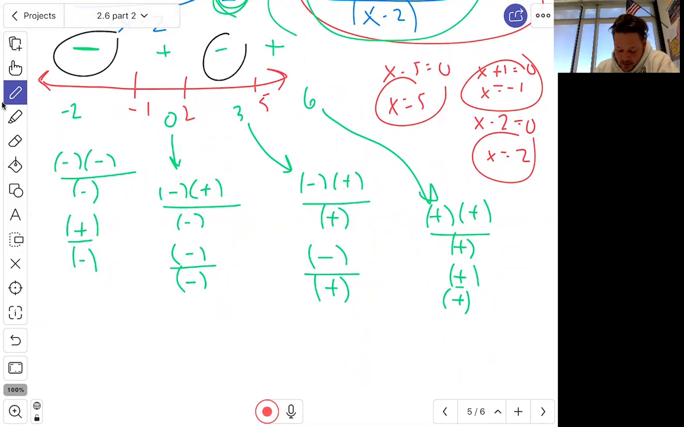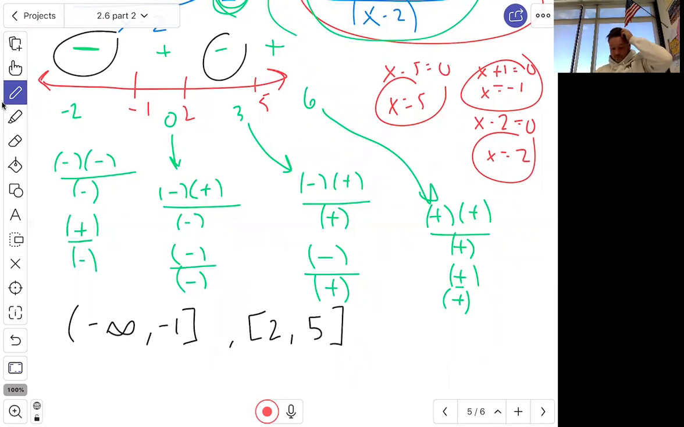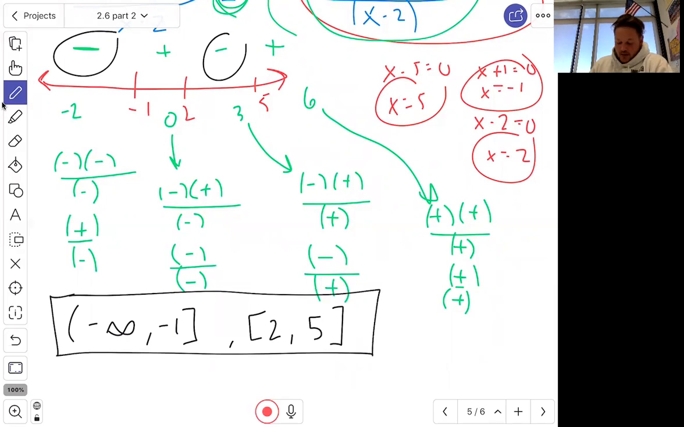So I can say from negative infinity to -1 bracket. And again, the reason I'm using a bracket is because it's less than or equal to. And then again, from +2 to +5. That looks like it's the final solution. Again, I'm using brackets here because it's saying less than or equal to. These are my parts that are negative, so those are my solutions. That's all you got to do.